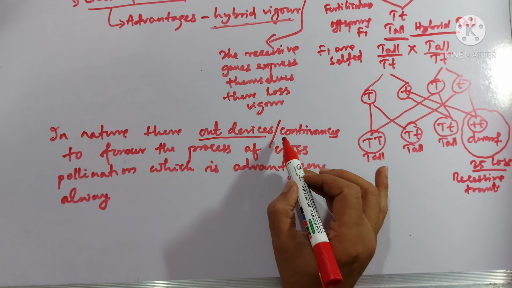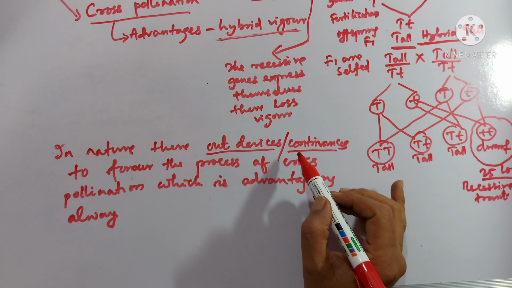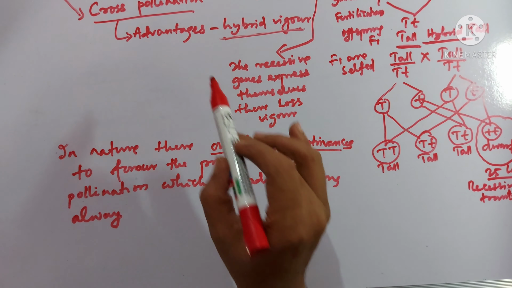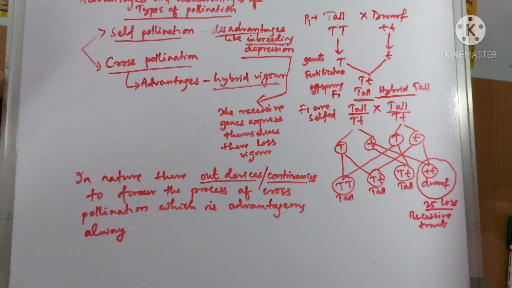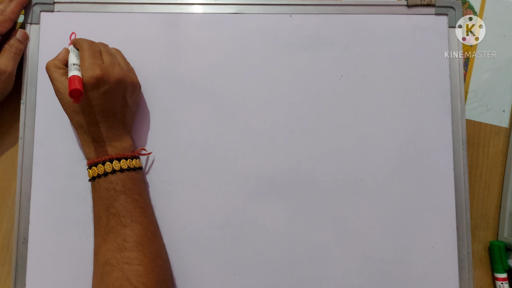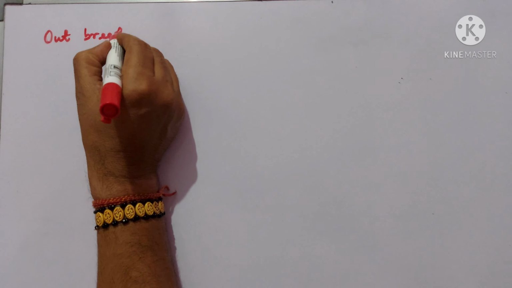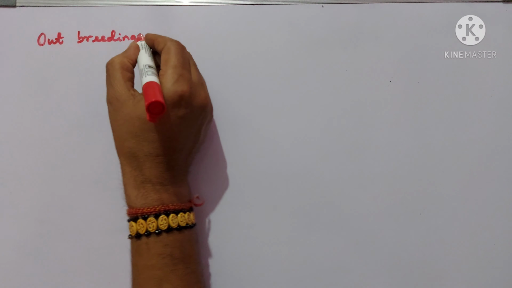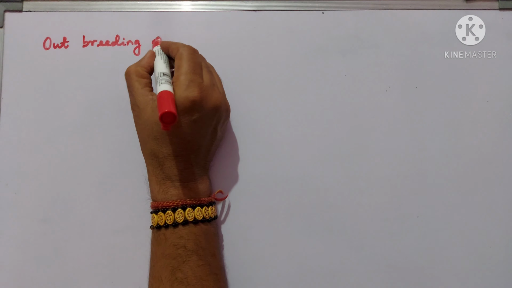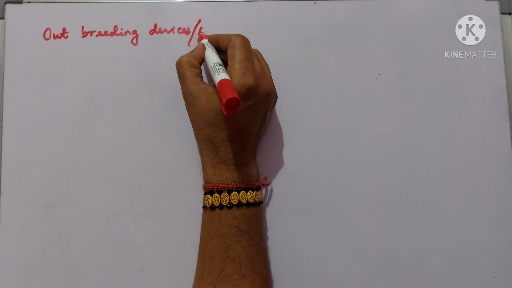Outbreeding means how the plants are adapted to different situations and to bring about the cross pollination process. Outbreeding devices or contrivances.